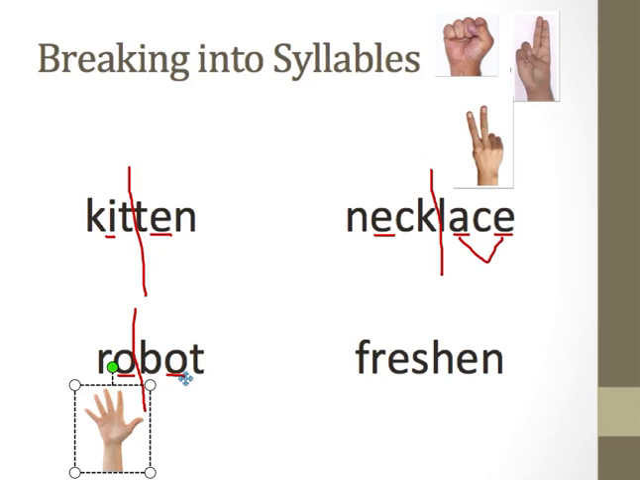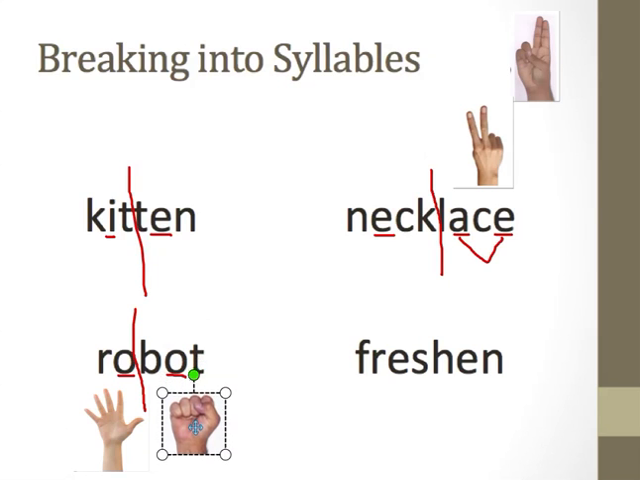Now I look at the second syllable. I treat it like its own word part. I have one vowel followed by at least one consonant, which is going to make it closed. When it's closed, the O is going to have the short O sound, ah. So this is going to say b-ot. When I put it together, it says ro-bot.